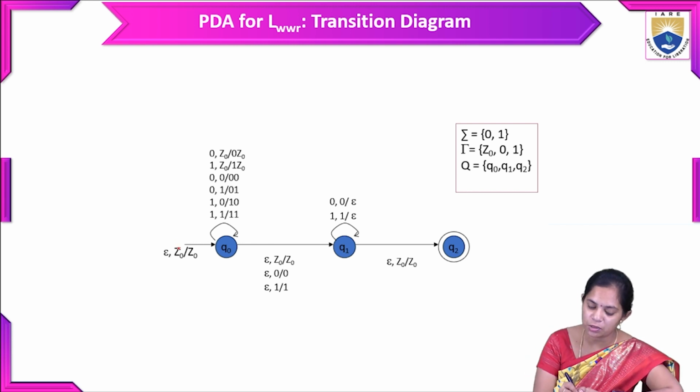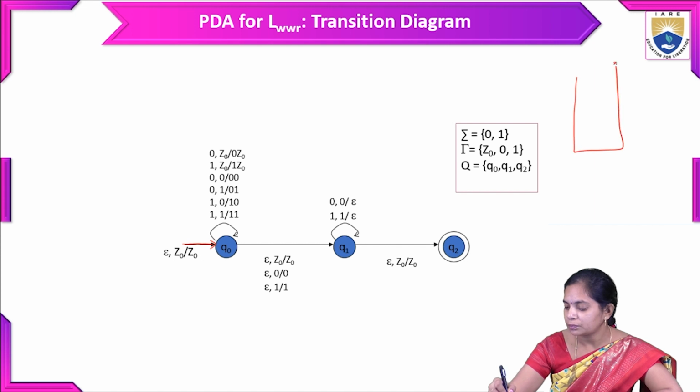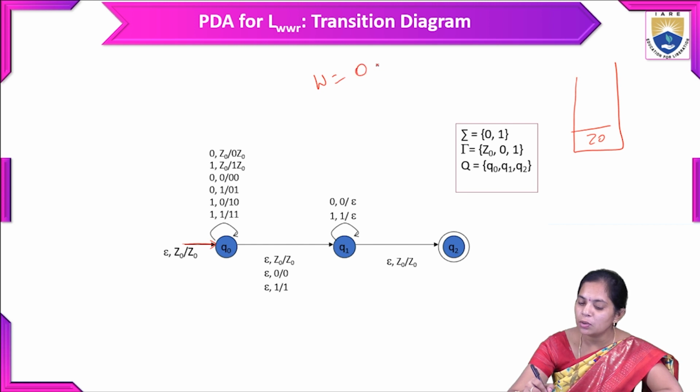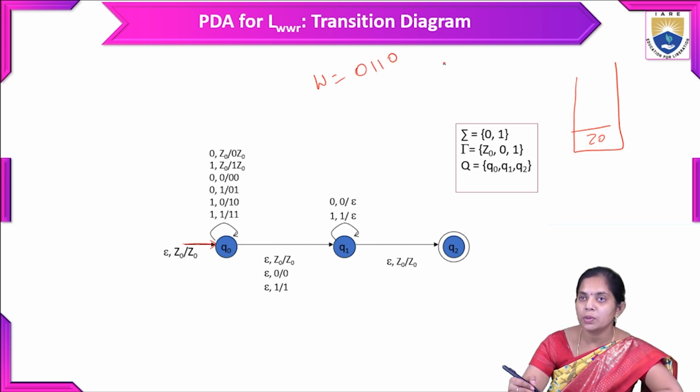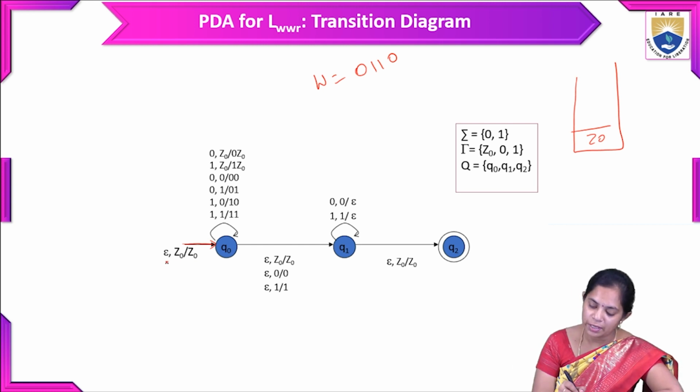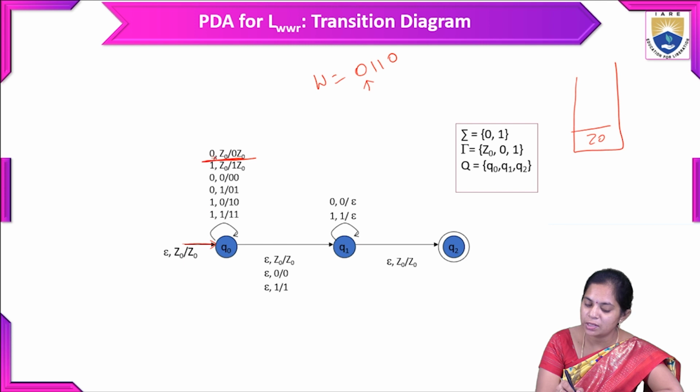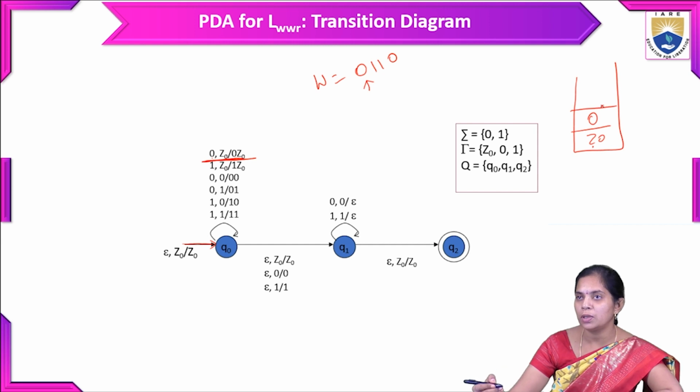So initially we push Z0 into the stack. Let me write Z0 into the stack. And take W equal to 0, 1, 1, 0. For this kind of string, how does this PDA work? Initially we have Z0 on the stack, and the first input symbol is 0. The top of the stack symbol is Z0, so we have to push the 0 into the stack.